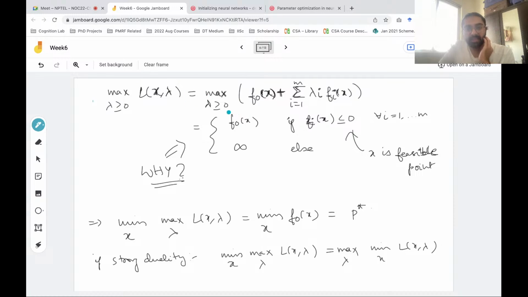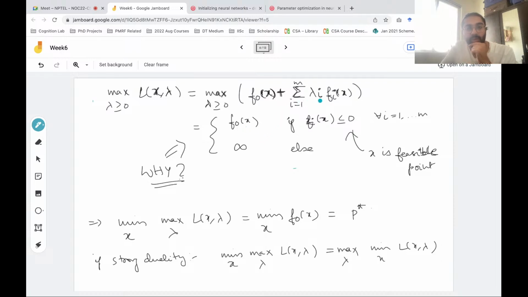Now I will claim that this is equal to f naught of x if this x is a feasible point. Otherwise, it will be infinity. Anyone want to help me understand why this would be true? So x is feasible. If x is feasible and lambda is positive, what would happen if I try to maximize this function with respect to lambda? Lambda is what I'm maximizing, not x. So if it's a feasible point, then you will reach the upper bound, whatever is possible. Otherwise, you cannot claim any upper bound as such, right? When it's not a feasible point.